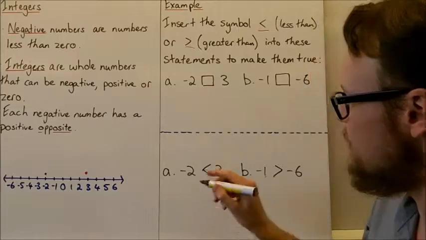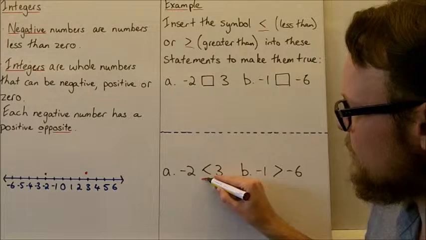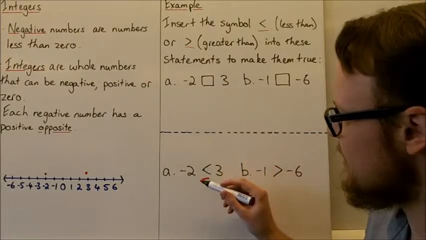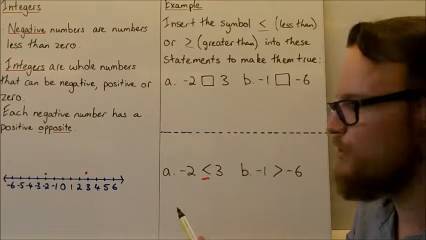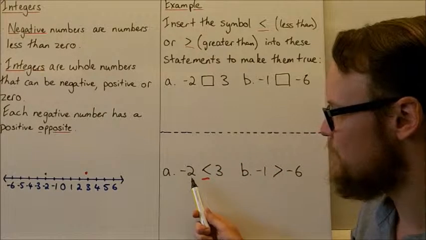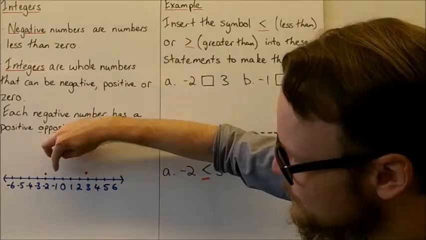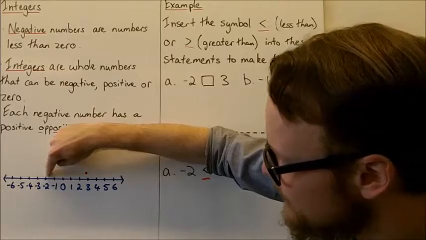So which symbol do we use? We use the symbol that's pointing to the -2 there. So this is the less than symbol. This statement is true, and it says -2 is less than 3. We can see it on a number line: -2 here is less than our value for 3.